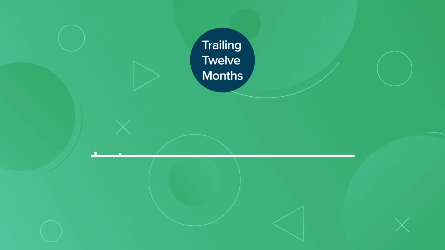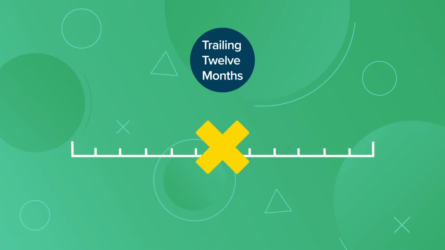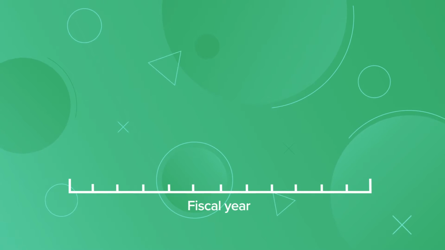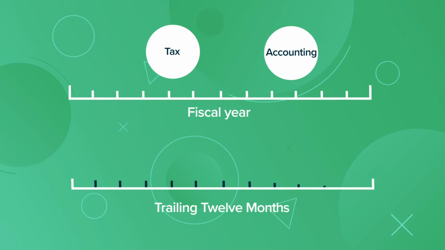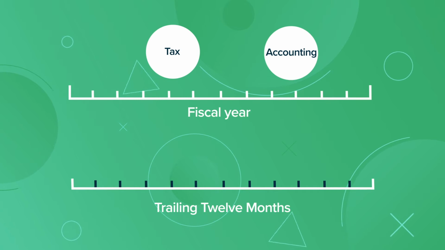However, the time frame for TTM does not necessarily match the company's fiscal year that it uses for accounting purposes. The previous fiscal year is the predetermined time frame used for tax and accounting purposes, whereas the trailing 12 months refers to the prior 12-month period up through the most recently updated financial records.